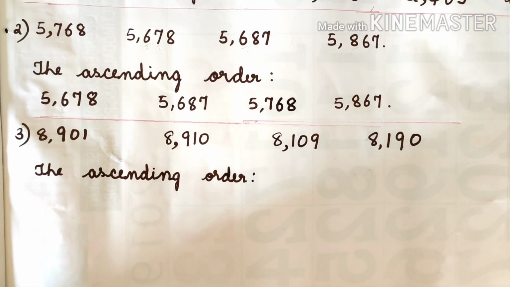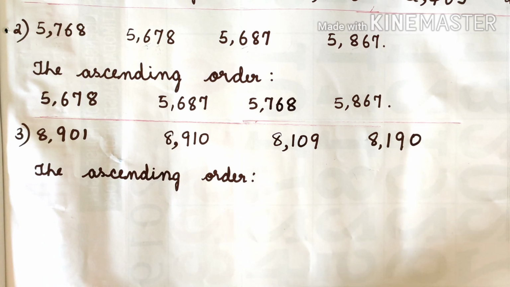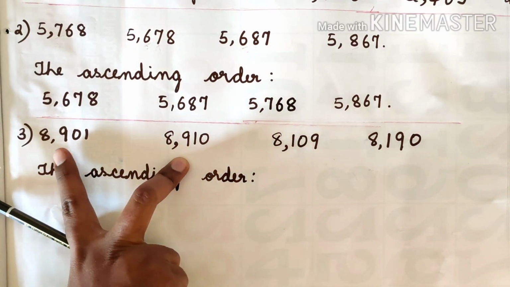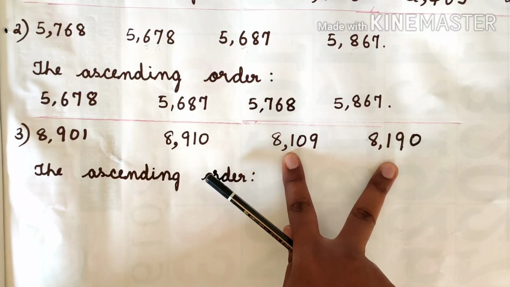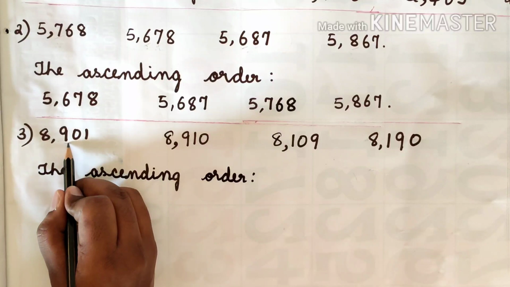Third question, 8901, 8910, 8109 and 8190. So here we can clearly see that the thousands are same. First two numbers, hundreds are same. Next two numbers, hundreds are same. So let us compare the hundreds.